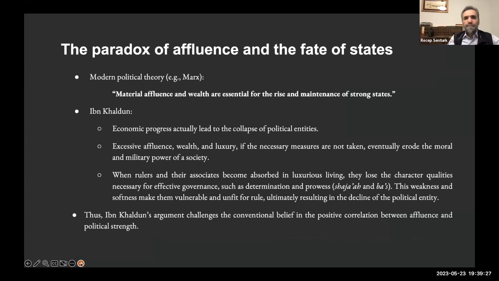So there is a paradox, the paradox of affluence and the fate of states. In modern political theory, for instance, Marx argued that material affluence and wealth are essential for the rise and maintenance of strong states. Is it true? Ibn Khaldun argues differently. He argues that economic progress actually leads to the collapse of political entities.